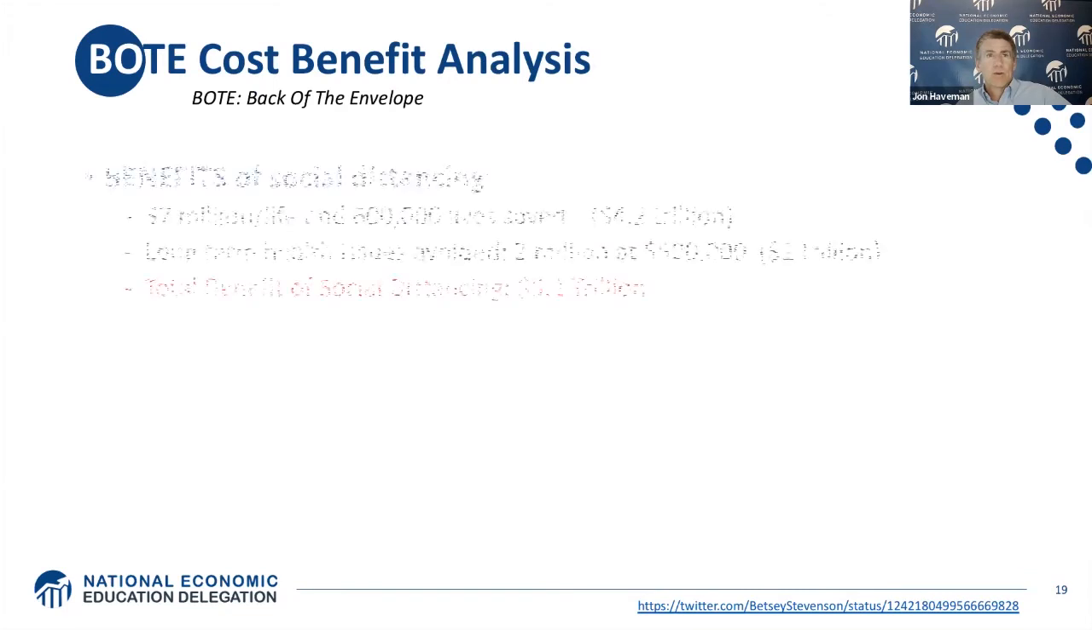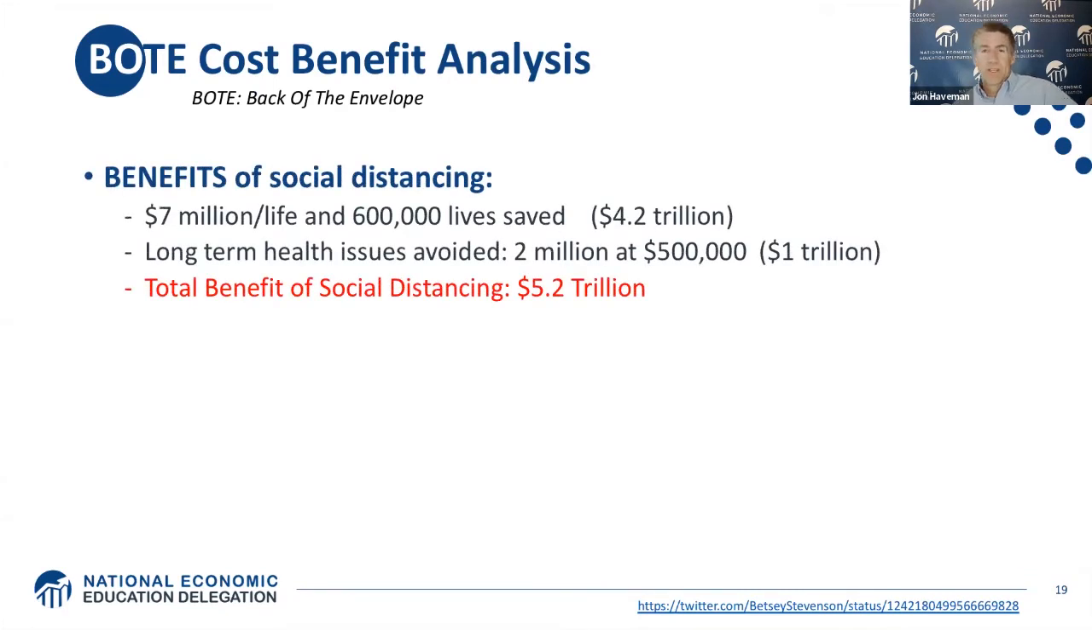That is to look at the benefits of social distancing. The benefits are lives saved. It was estimated that somewhere between 200,000 and 2 million people would die if we don't socially distance and shelter in place. So we're going to use the number 600,000. It'll be a little bit on the low or conservative side. And suppose we save 600,000 lives.